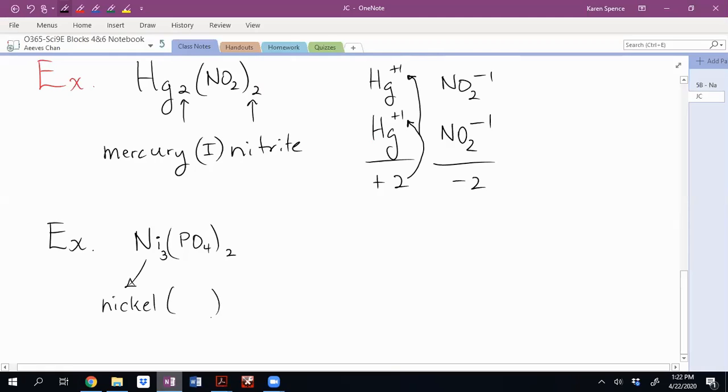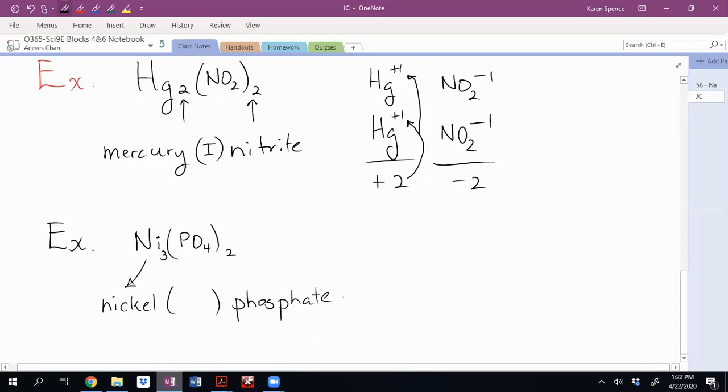And do you remember the name of PO4? We just used it a few moments ago. PO4. What was its name? It is indeed phosphate. But if you didn't remember that, of course, just go look it up on your chart. Phosphate? Phosphate. That's better.